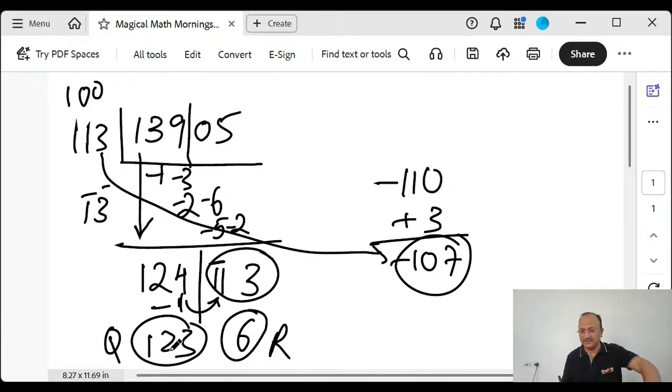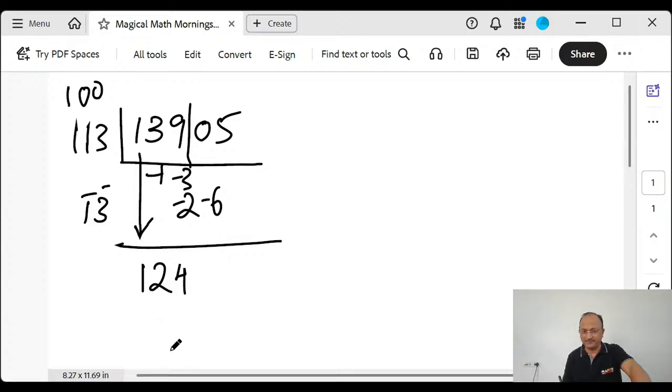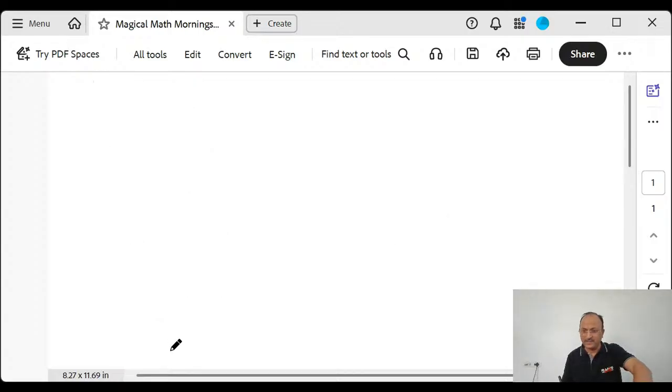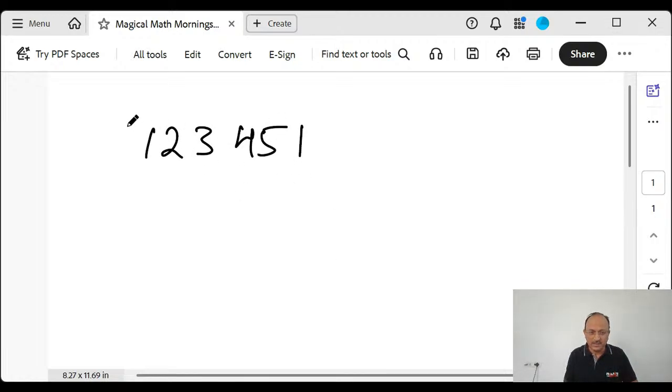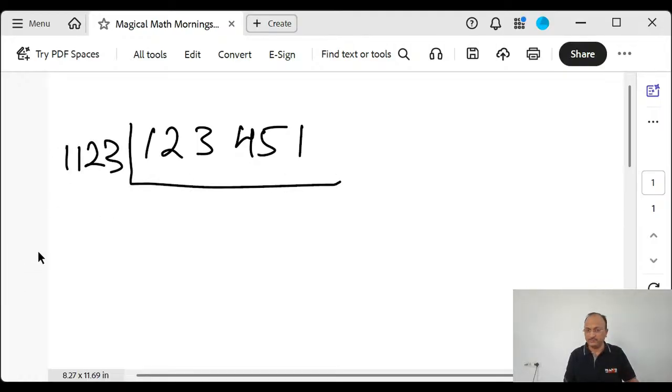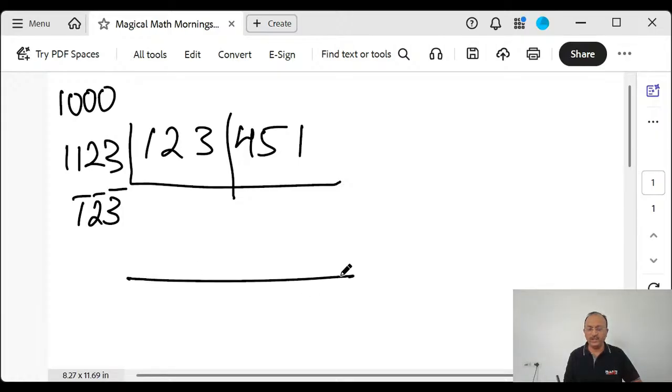Will you people try? Let's take this. Ready for this? Okay. 1 2 3 4 5 1. This number I want you people to divide with 1 1 2 3. The nearest base is 1000, so 3 digits. Complement of this one will come as 1 bar, 2 bar, 3 bar. Do it and write the quotient and remainder, because this will have remainder negative, so do it carefully.